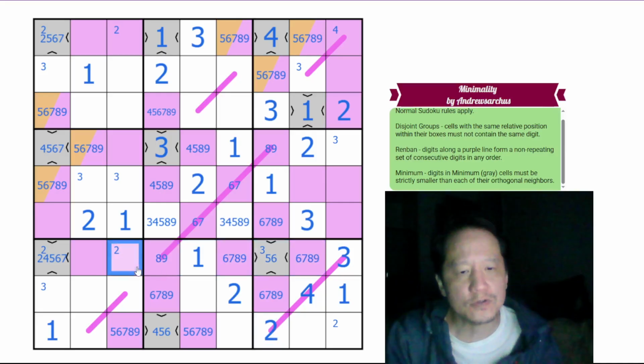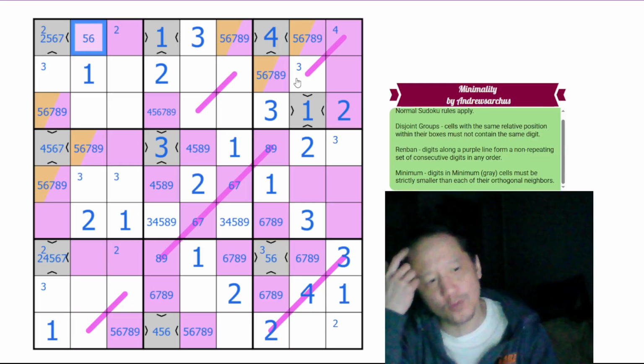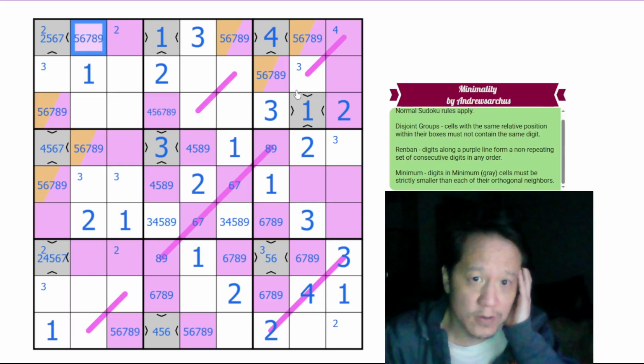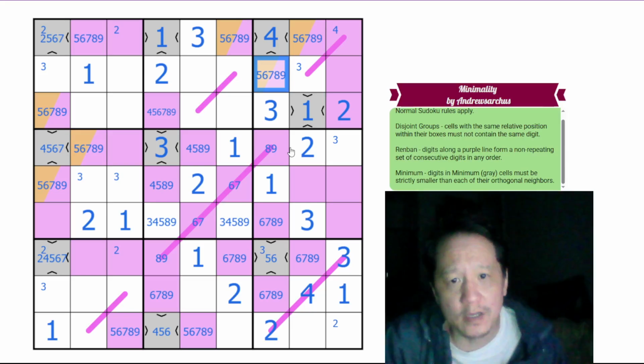So this is 2. We have 2 and 4 in this situation. That's interesting. 4 cannot be here. This is greater than 2. And it cannot be 3 or 4, so it's 5 through 9 there. That seems okay.